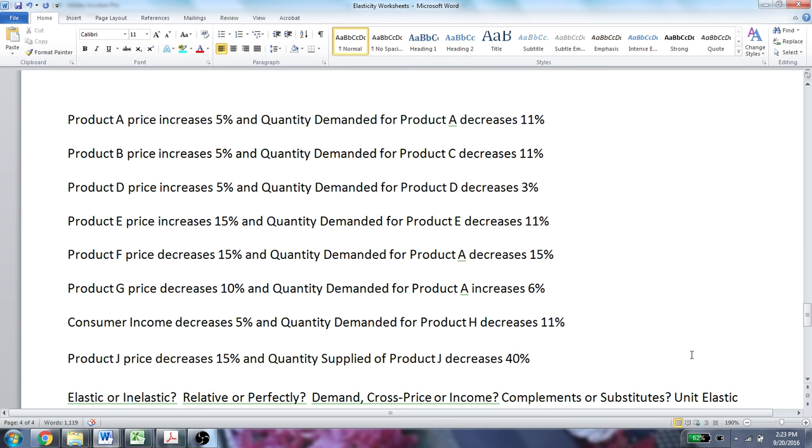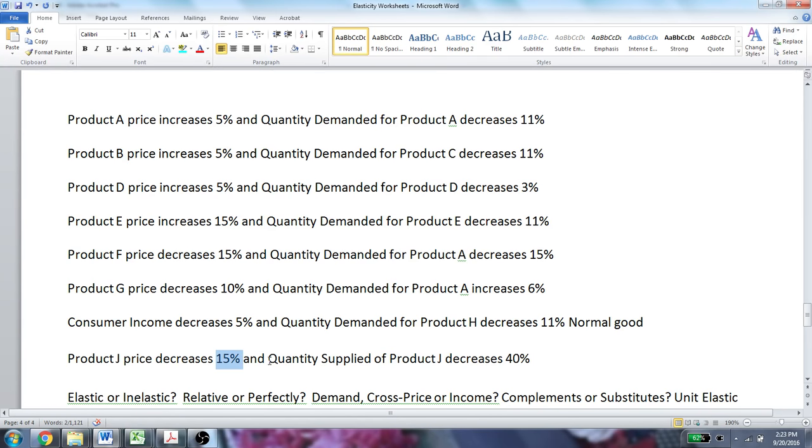So we'd also want to be able to identify that as a normal good as opposed to an inferior good. Inferior goods sell better when people lose their income. And then lastly, product J versus product J. So we're just talking about something normal.